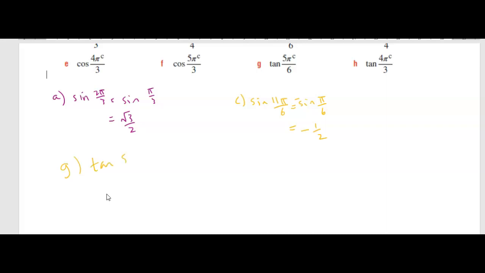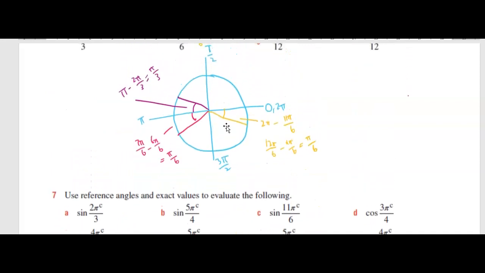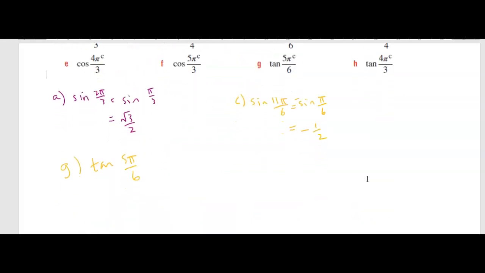All right, tan 5 pi on 6. So going to your unit circle, 5 pi on 6 is just before pi. So I might just write that here. It's a little bit easier. So pi minus 5 pi on 6. If you want, you can rewrite pi as 6 pi on 6 just to make it a little bit easier.